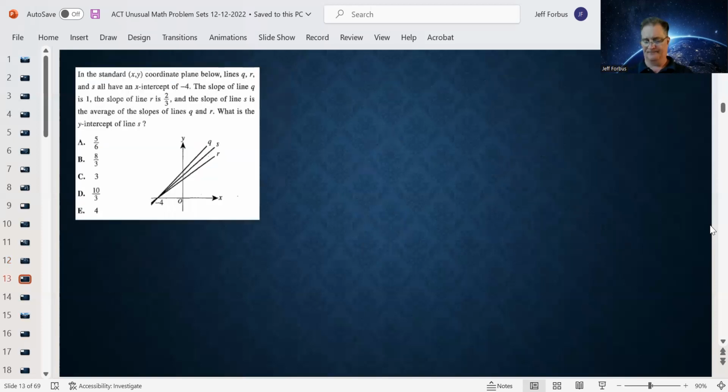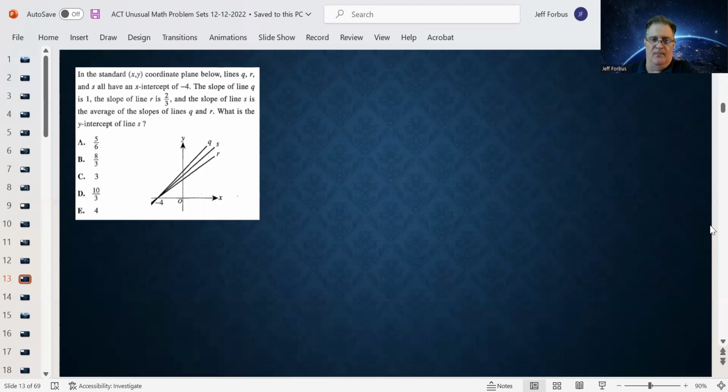All righty. So we come into this problem. We got 3 lines on a graph. They all share the same x-intercept of -4. The question says, what is the y-intercept of line S? So we're looking for the intercept of line S. But let's see what it tells us to help us get there.